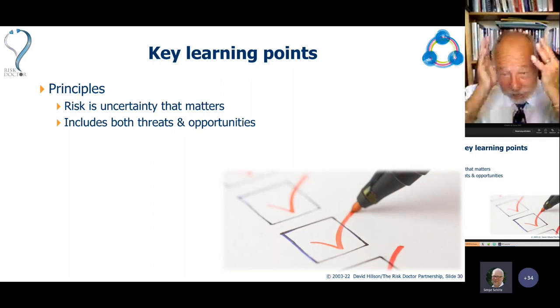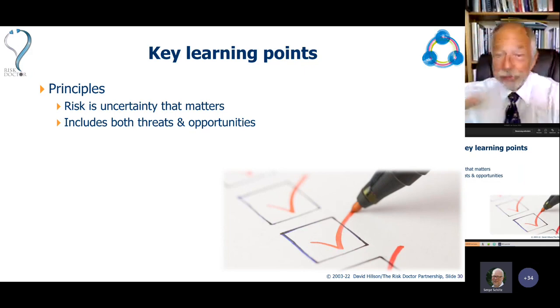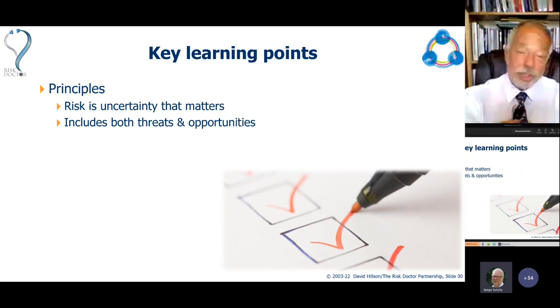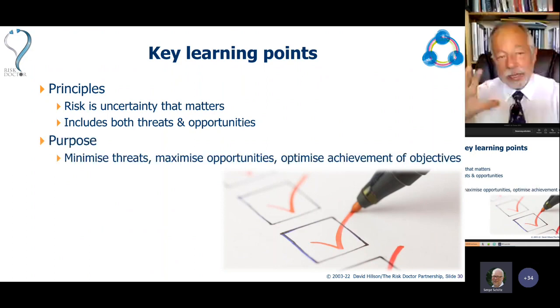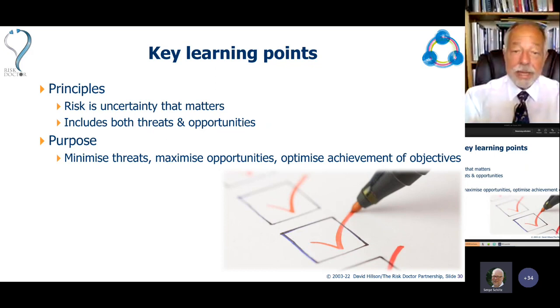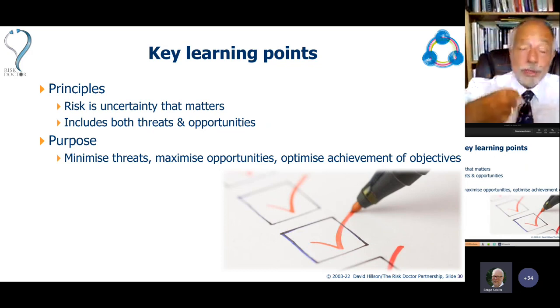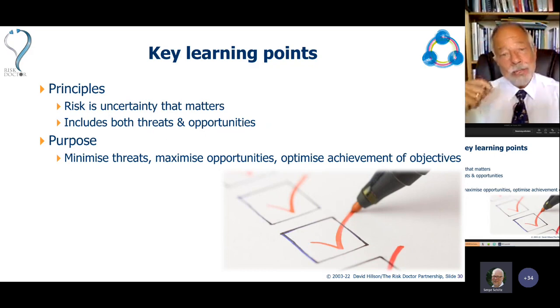Be like the mouse and be very careful with our helmets on, but also make sure we're focused on the cheese and get as much cheese out of our project as possible. The purpose of risk management is to make the things that threaten us as small as possible, maybe removing as many of them as we can, making the things that would help us as big as possible and capturing as many as we can, and making sure that our achievement of objectives is optimized.